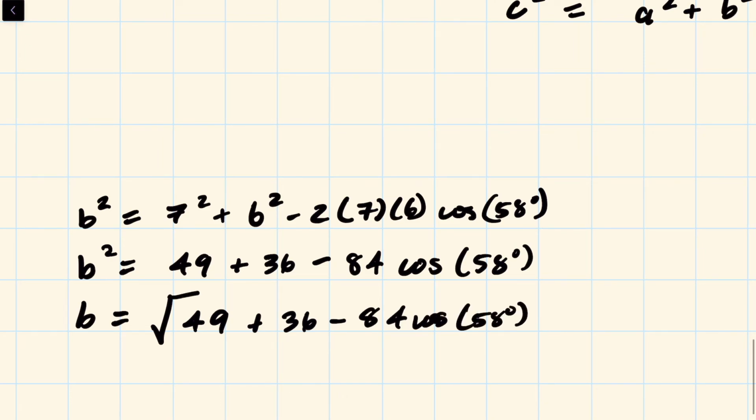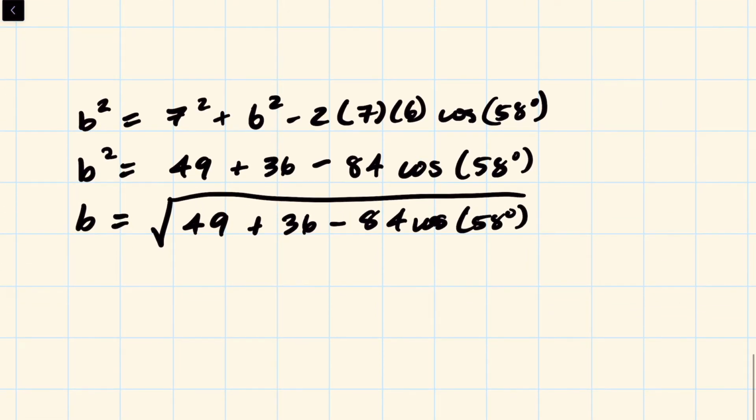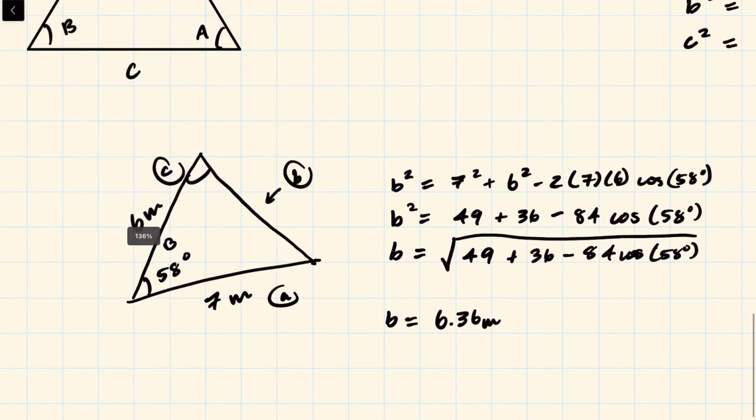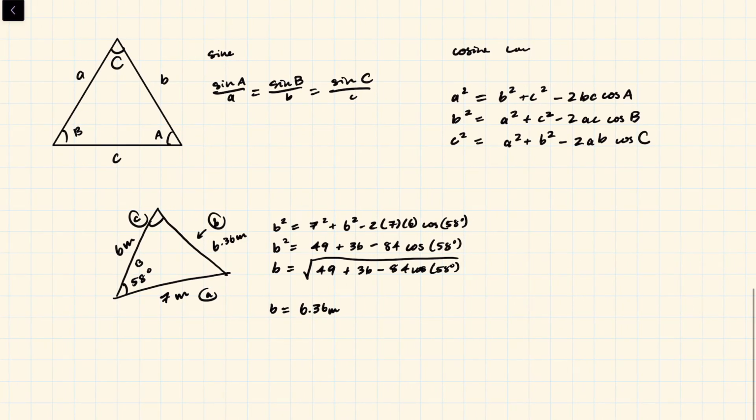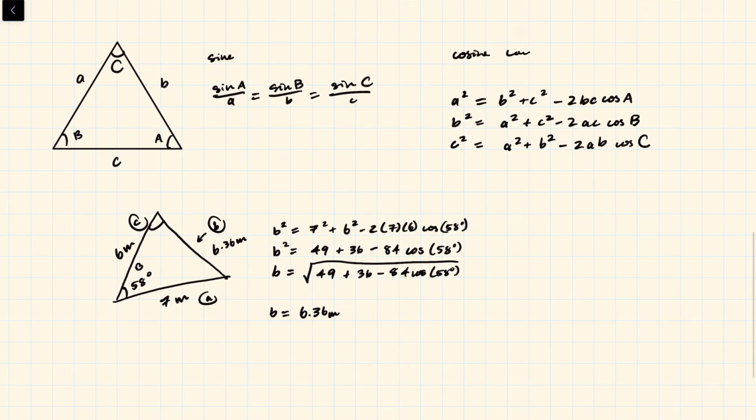Okay. Let me just calculate that really quickly. Okay, so our b is 6.36. That's rounded. 6.36 meters. That is what our side b is there. And sine law is a little bit easier than that. You won't have to remember that lengthy formula.